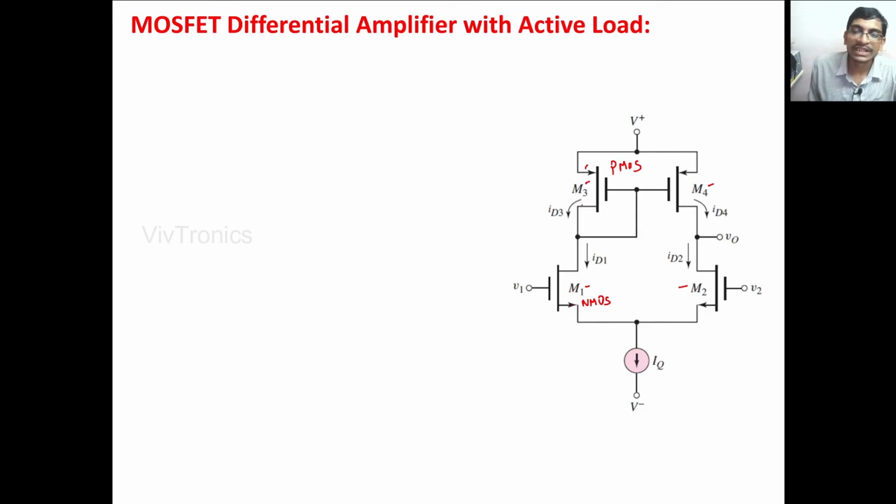Therefore, M1 and M3 form one CMOS circuit, and M2 and M4 form another CMOS circuit. Here we can say the drain currents are equal for the circuit to be balanced. ID1 should be equal to ID3 and ID2 should be equal to ID4 in order to balance the circuit. Here we need not worry about the current flowing in the gate circuit because the gate currents are equal to 0. The IG currents are negligible because of the high input impedance of these MOSFETs. IG is equal to 0.